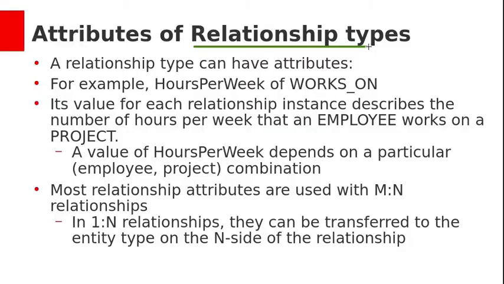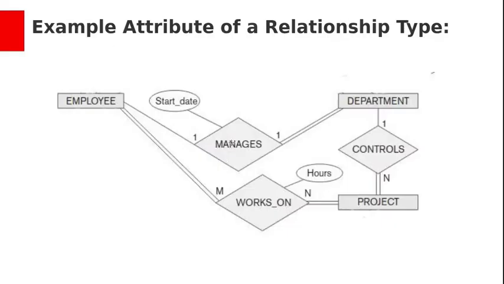Relationship types can also contain attributes. For example, if we take works on, hours per week is an attribute for the works on relationship type. Here manages is the relationship type which has the attribute start date, which is the manager start date, and the works on relationship type has the number of hours working on some project. Each employee will be working some number of hours on some project. So these 2 are the attributes of relationships.